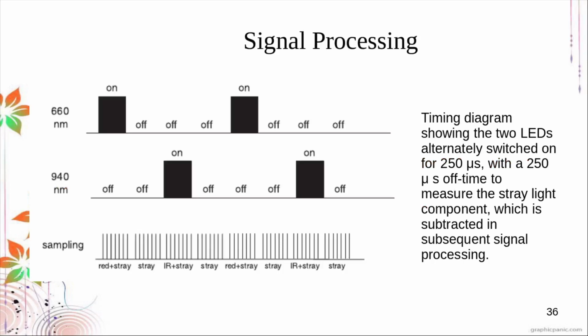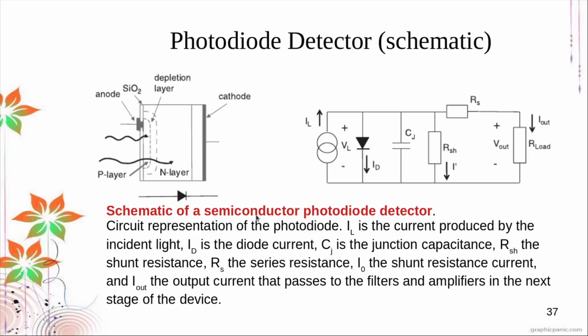So this is the signal usually seen. You have this is for the IR light and this is for the red light. In the timing diagram, the two LED lights are alternately switched on and off for 25 microseconds with a 250 microsecond off time to measure the stray light component to be subtracted. So basically, signal processing of your photodiode detector.